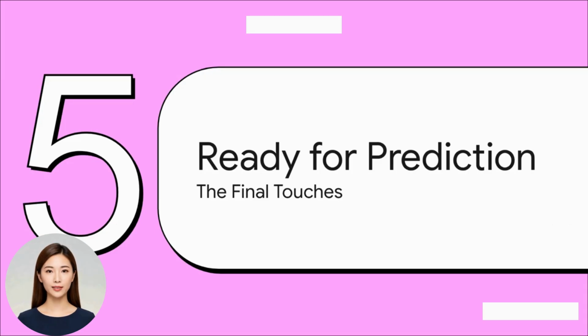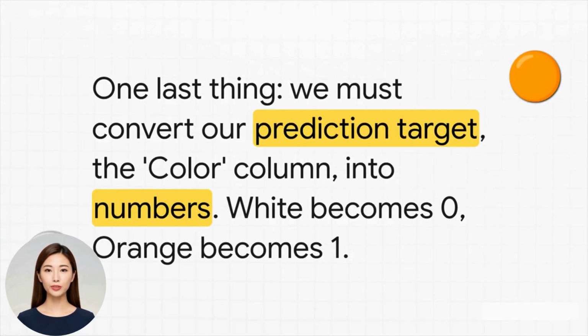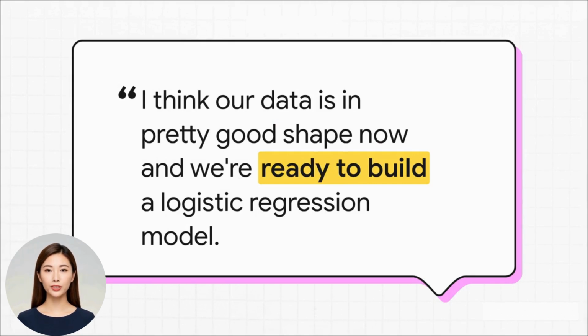All right, our evidence file is now perfectly translated, perfectly organized. We are on the final step before we can hand this entire case over to our AI detective. There is just one last little piece of text we need to translate, and it's the most important one. It's the color column, the very thing we're trying to predict. But this one's super simple. We'll just map white to the number 0 and orange to the number 1. Done. And with that final piece in place, I think our data is in pretty good shape.